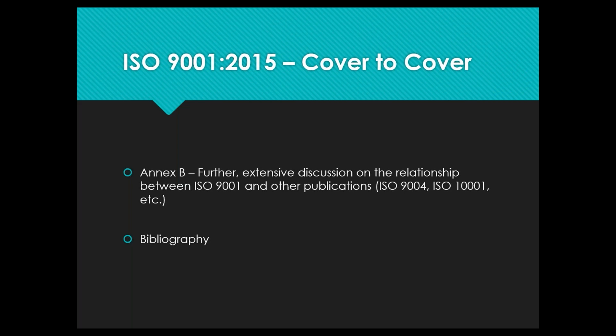Annex B is an extensive discussion on the relationship between ISO 9001 and its various other publications, 9004, 10001, and so forth. And the standard concludes with a bibliography.